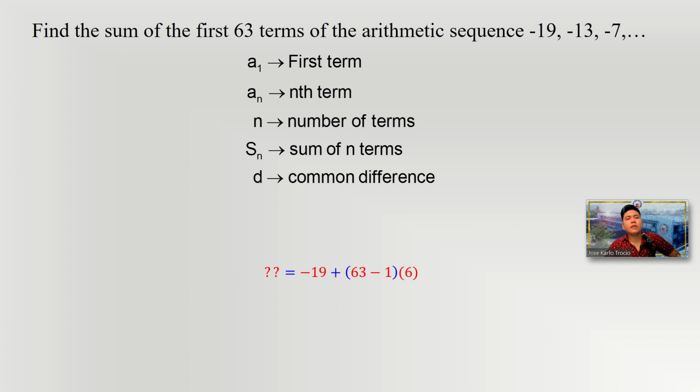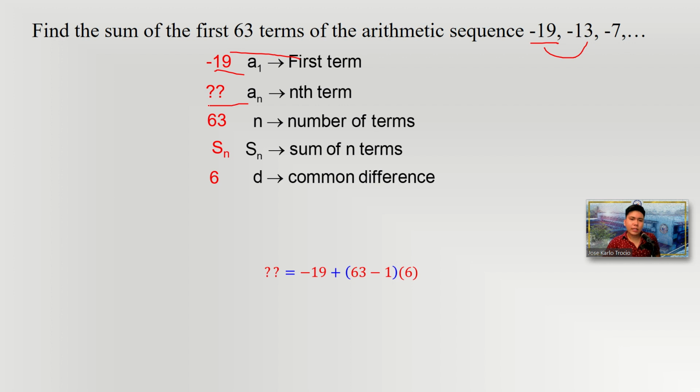Okay, let us have this example. Find the sum of the first 63 terms of the arithmetic sequence. There are 63 terms. This is A sub 1. The common difference is negative 13 minus 9... that is positive 6, correct. So again, the first term is negative 19.